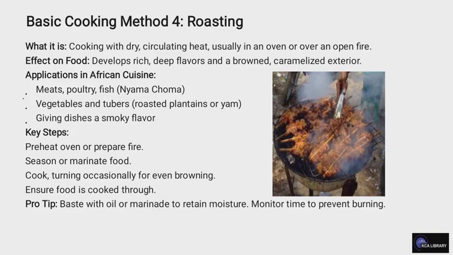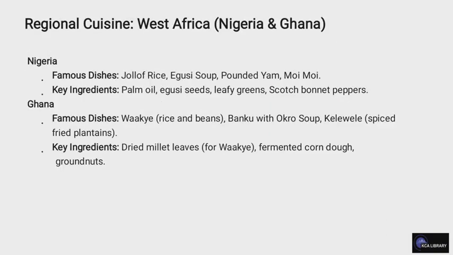The key steps: you preheat the oven or prepare the fire. You season or marinate the food. You cook, turning occasionally for even browning, and you ensure food is cooked thoroughly. You baste with oil or marinade to retain moisture. Monitor from time to time to prevent burning.